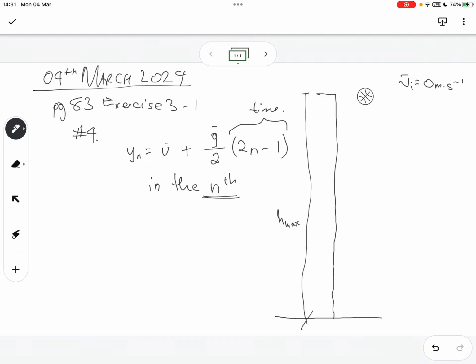Then the distance it covers in the last second is the same as the distance it covers in the first 3 seconds. So t equals 1. Could it be why they wrote it like that? That's what I'm trying to get to there. 2n minus 1.